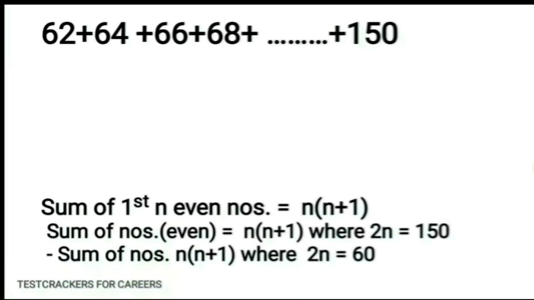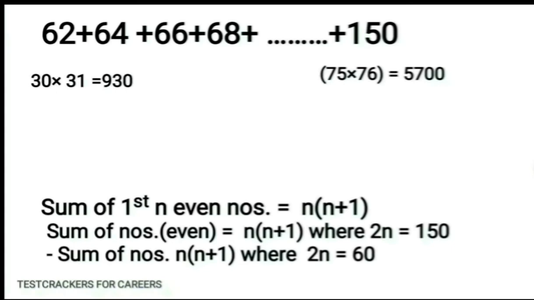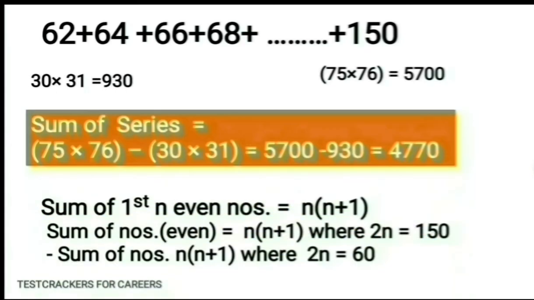To find the sum of even numbers where 2n is equal to 150, we have n is equal to 75. The sum of even numbers is given by 75 into 76, which is equal to 5700. For finding the sum of even numbers where 2n is equal to 60, we have n is equal to 30. So we get the sum by multiplying 30 into 31, which is equal to 930. Now we find the difference, which is equal to 4770.